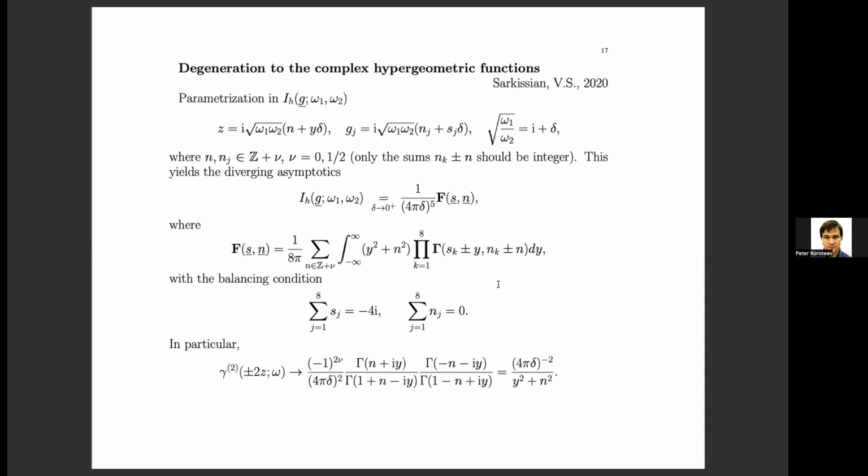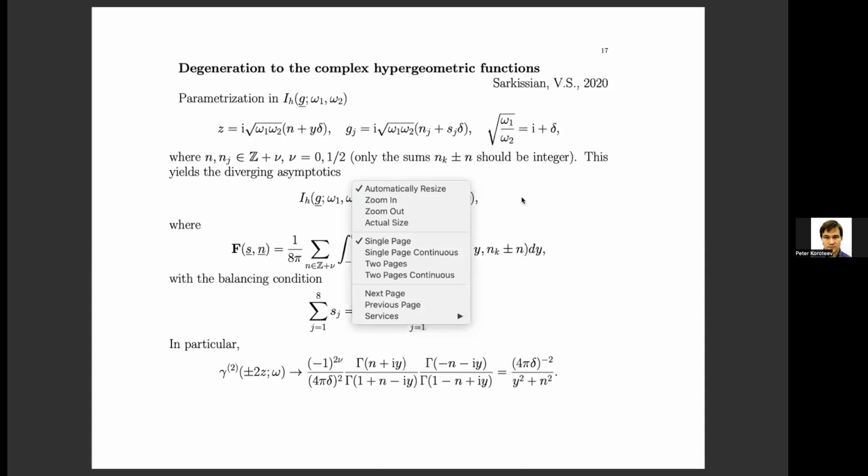So how does it work? Now I take this hyperbolic integral, which I described earlier, and parameterize the integration variable and the parameters in a similar way, and again take delta goes to 0. The point, very important, is that this n which enters here and this n_j which enters here may be both integer and half integer. Why? Because they enter the final result only in combinations, either sums or differences, and only these objects must be integer in order to apply the previously described limit. And this implies that n and n_j may be half integers, and I introduce a new variable nu, which is either 0 or 1/2. And then applying this asymptotic formula for the hyperbolic gamma function, here's the result.